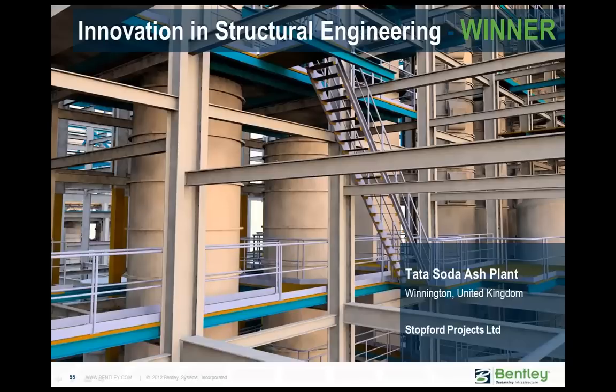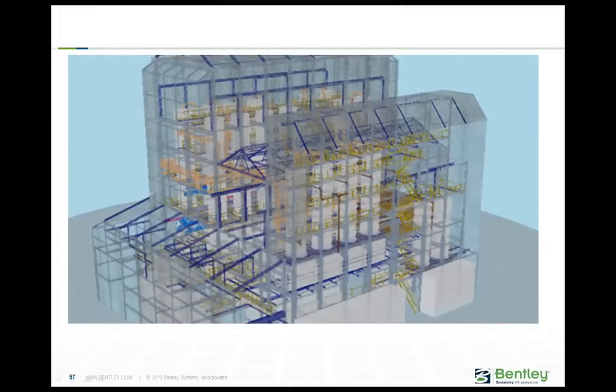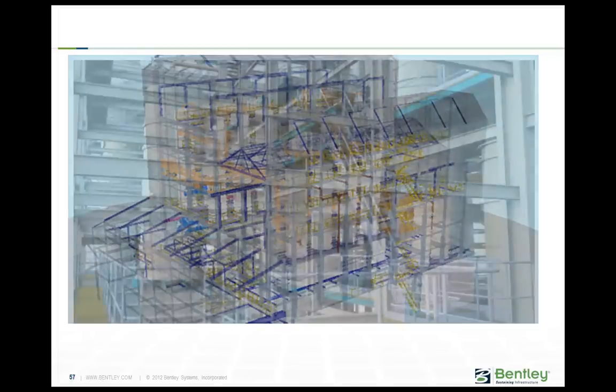Whoops, time is flying, and at the end of my presentation I would like to show you one more project where ProStructures has been used: the Tata soda ash plant in Lostock in the UK. The 19th century soda ash plant consists of a 10-story chemical processing building covering 6,000 square meters of floor area. Stopford Projects was commissioned to do a structural survey as part of an ongoing asset management and maintenance strategy. The resulting intelligent 3D model enabled rapid and precise mapping of the entire structure and supported future plant maintenance.